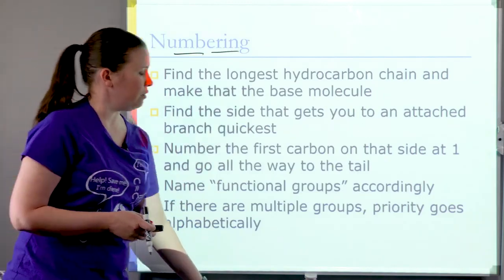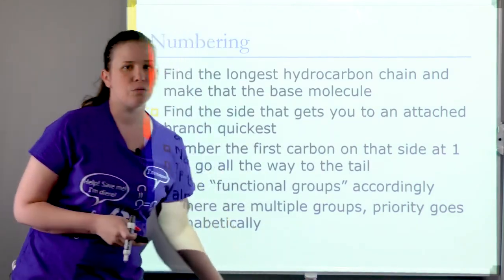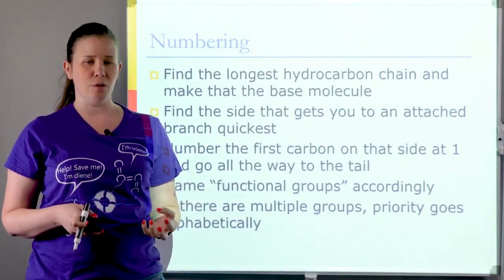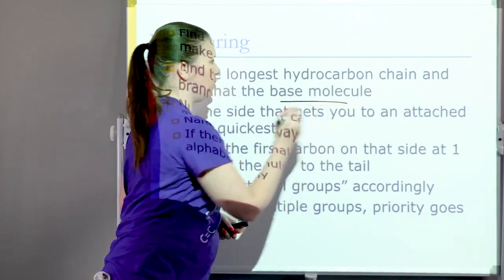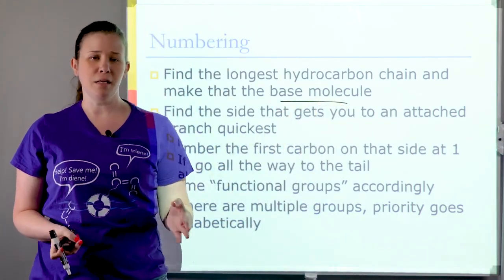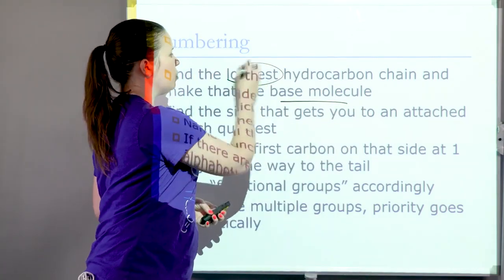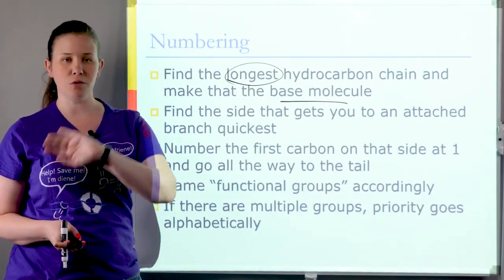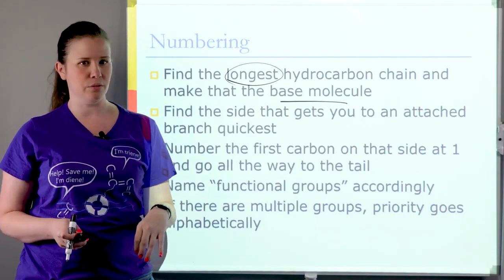But what if we introduce some branching? Well, first we need to go over the rules for how to number and name our branches. So the first thing that you have to do when you have a branched molecule is find your base molecule. And that may not be what looks like the straight chain. It's always what's longest. So getting the most carbons in a row is the most important. That's going to be our base molecule.